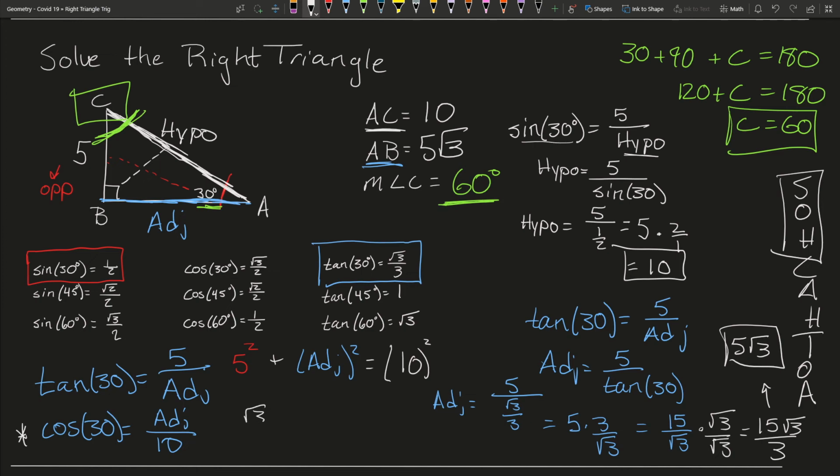So rad 3 divided by 2 times 10 is equal to the adjacent side. When we simplify that, 10 divided by 2 is 5. So we just get 5 rad 3 is equal to the adjacent. Same answer, different way of getting there.